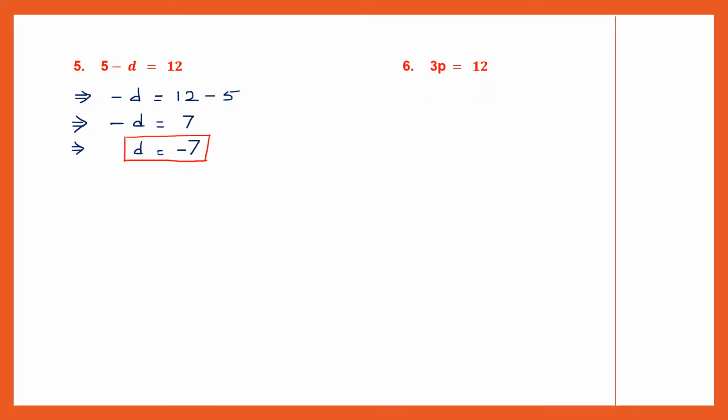Question 6. 3p is equal to 12. 3p means 3 into p. 3 into p is equal to 12. So to solve for p, we say 12 divided, because we are going to transpose 3, which is multiplication, to the other side. So it is divided by 3. So the value of p is equal to 12 divided by 3, that is 4. So we found the answer. P is equal to 4.